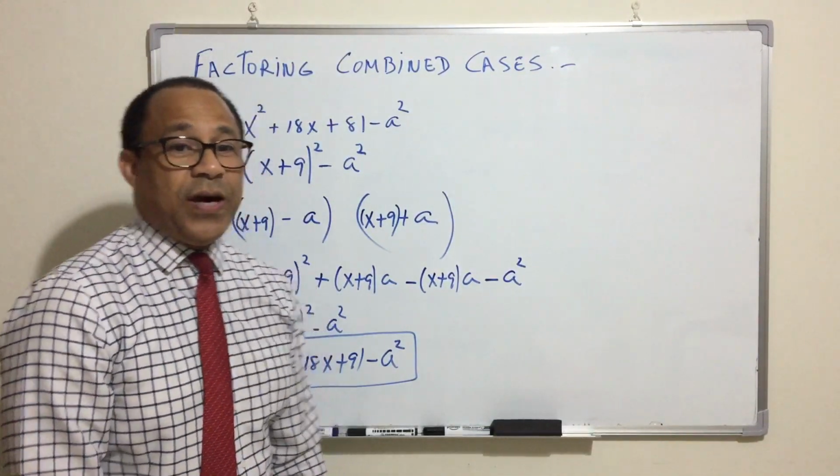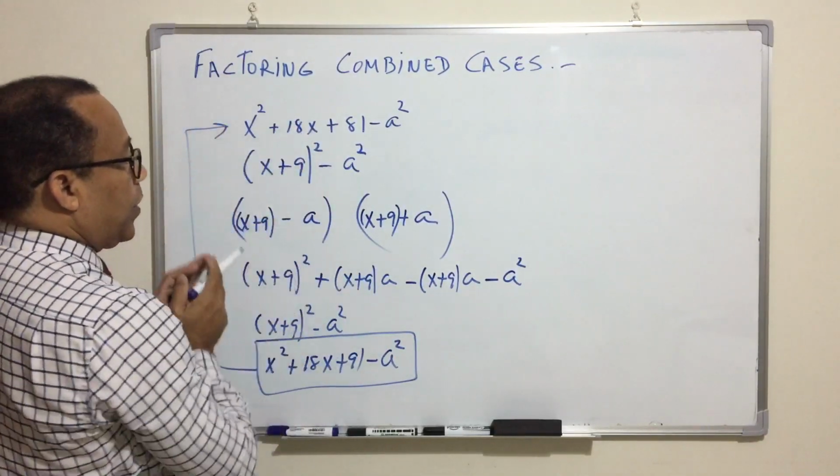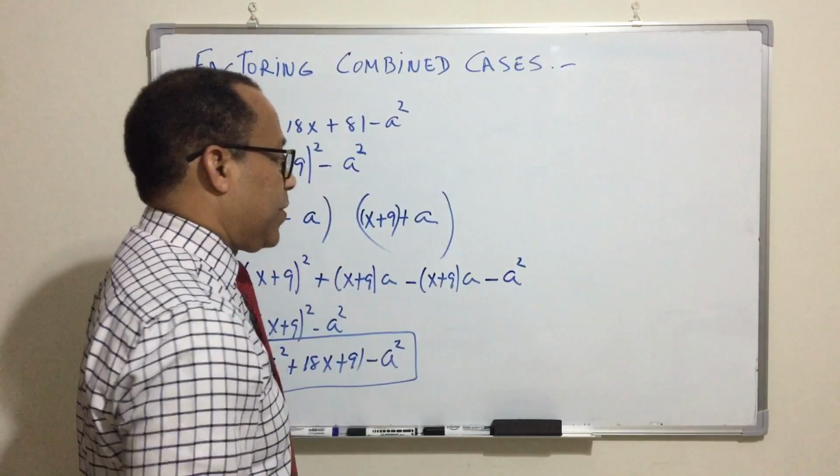And this is the way you factor the combination of a perfect square trinomial and a difference of squares.